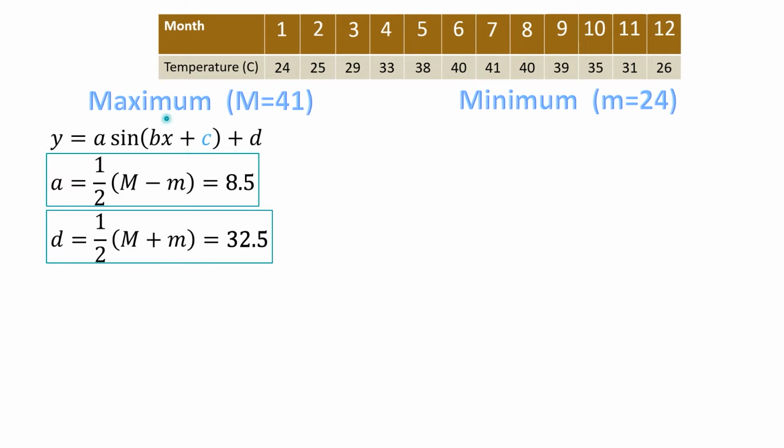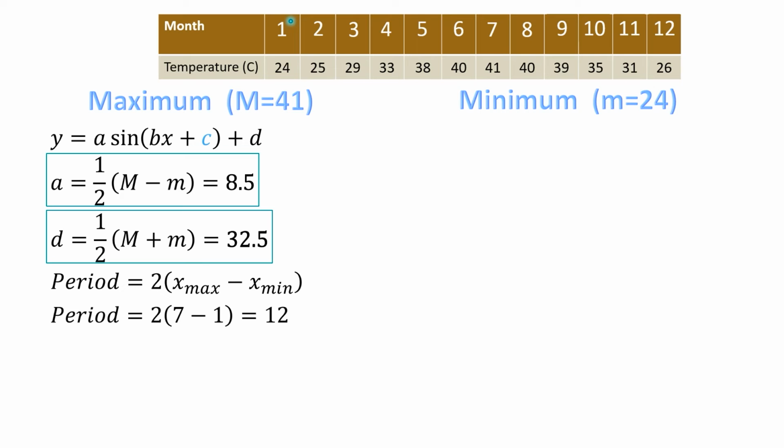Let's go to a more difficult one, which is finding b. Remember that b is related to the period. So let's first find the period, because we can do that. The period is equal to 2 times x maximum minus x minimum. What do we mean by x maximum and x minimum? We know that the maximum is 41, so the x related to this maximum is called x maximum, 7 here. And x minimum would be 1. So 2 multiplied by 7 minus 1 equals 12.